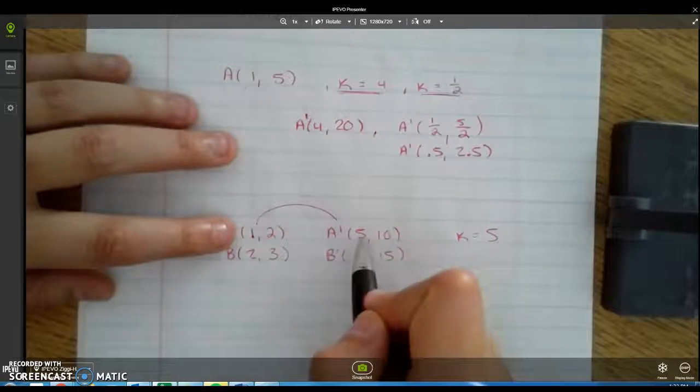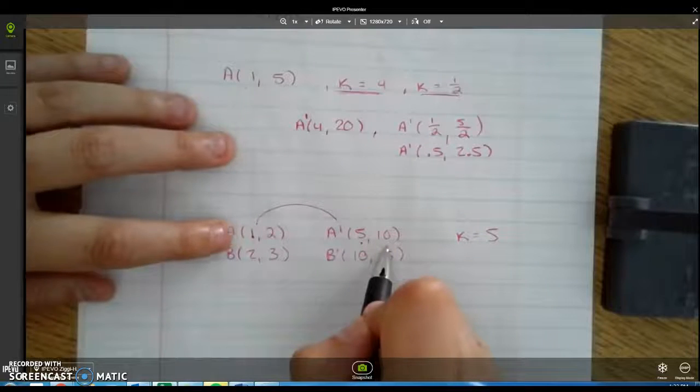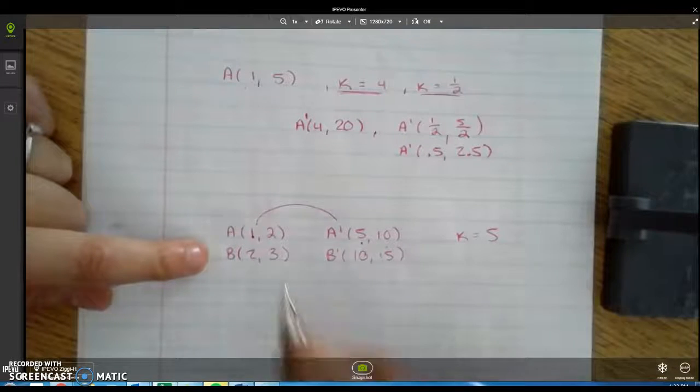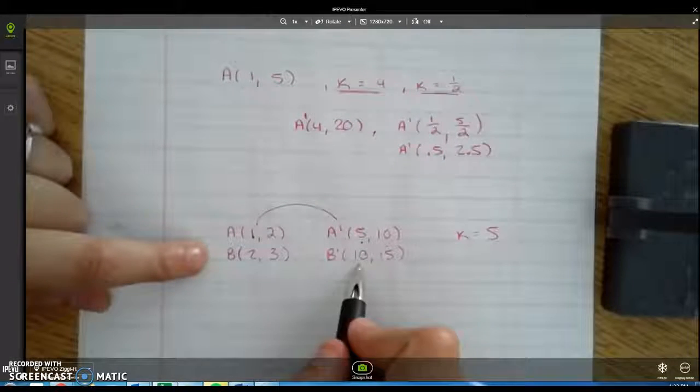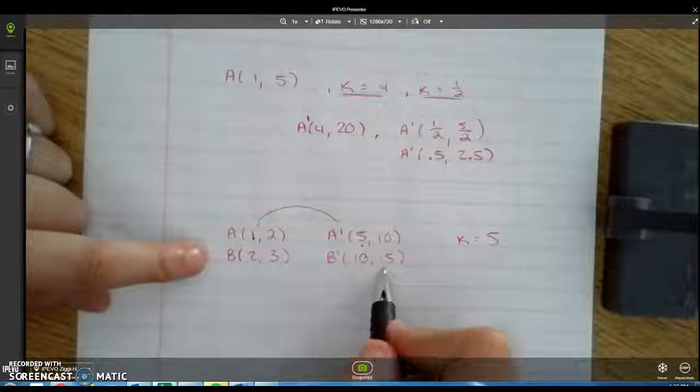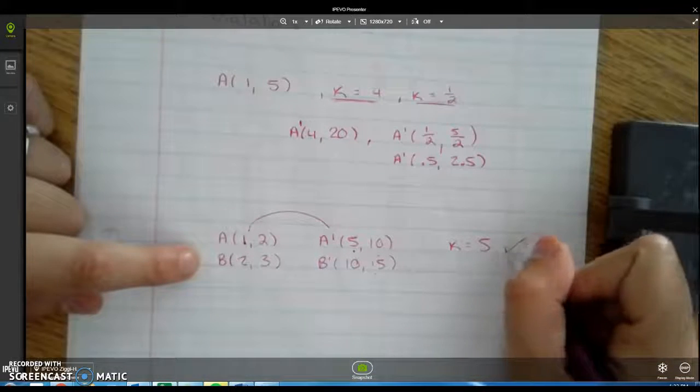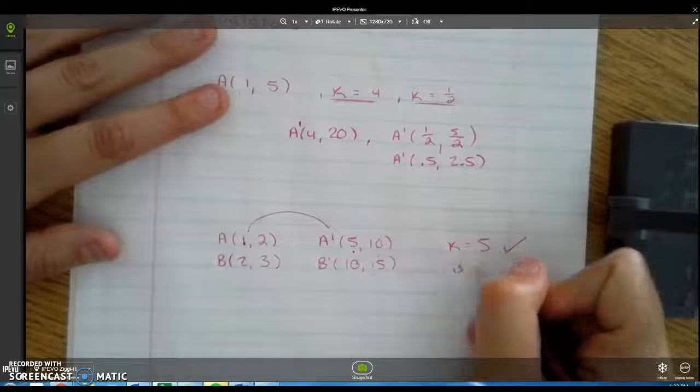So 1 times 5 is 5, 2 times 5 is 10. So far my k is correct. 2 times 5 is 10, 3 times 5 is 15. This is my scale factor. This is a dilation.